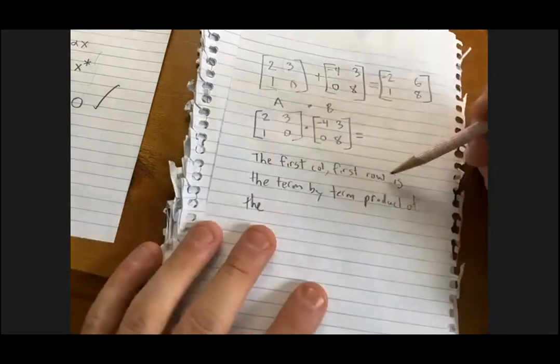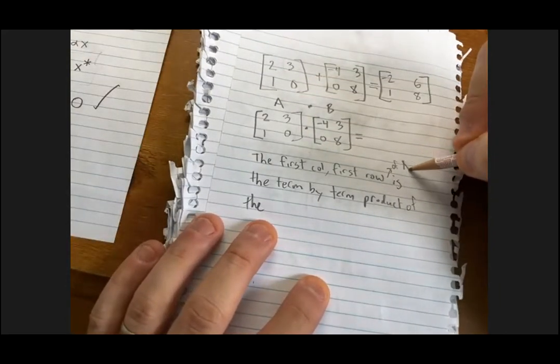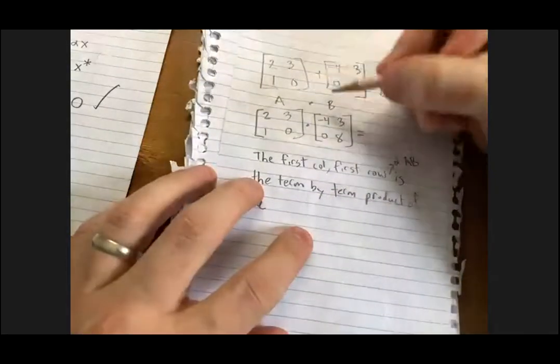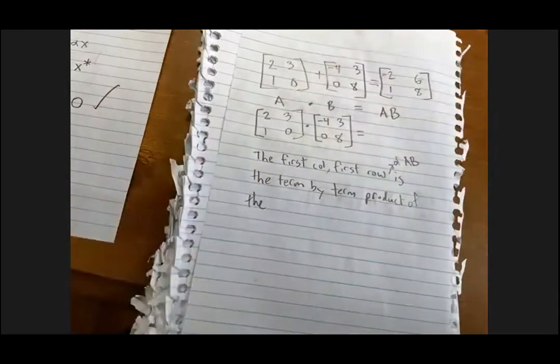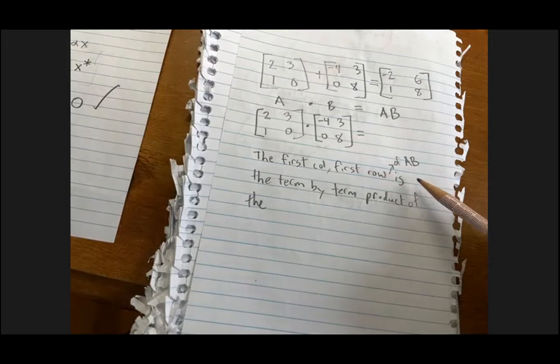So the first row, first column of AB, that's the product, right? I'm going to say A times B equals AB. We leave off the multiplication sign and we talk about matrices being multiplied together. You don't have to say A times B. You can just say AB, and that means A times B. Okay, so the first row, first column of AB, what is it going to be equal to?